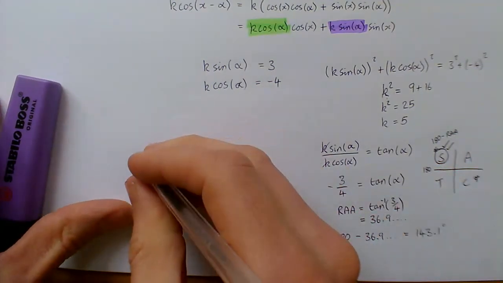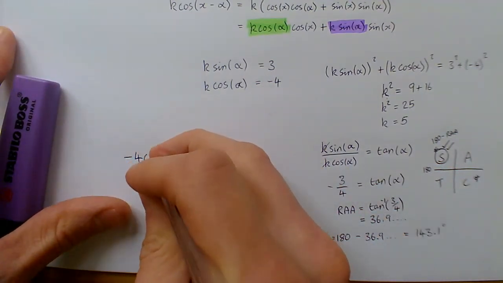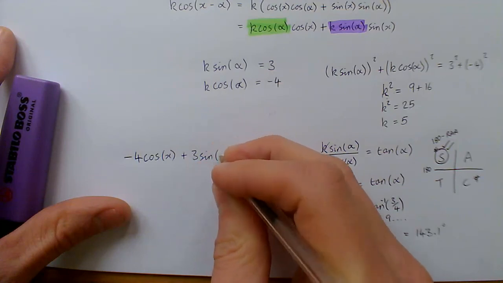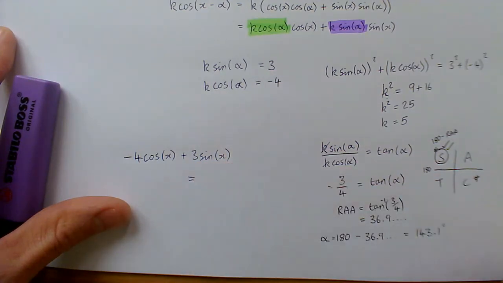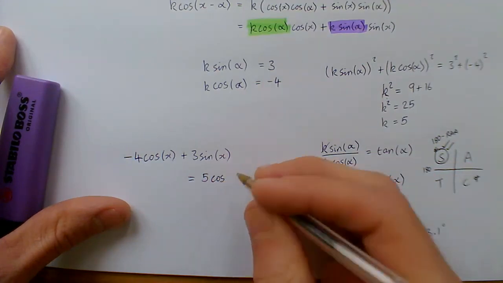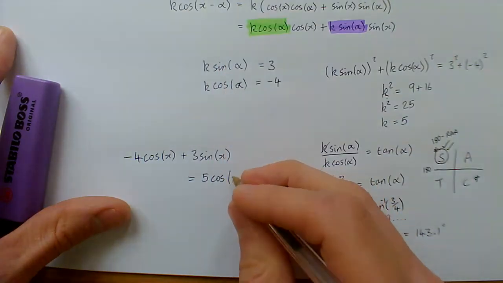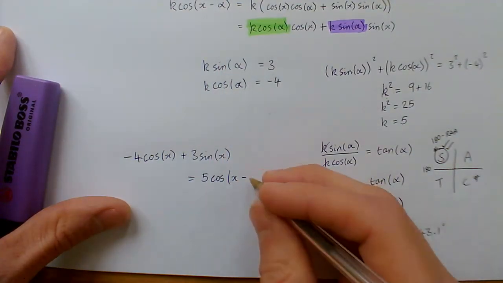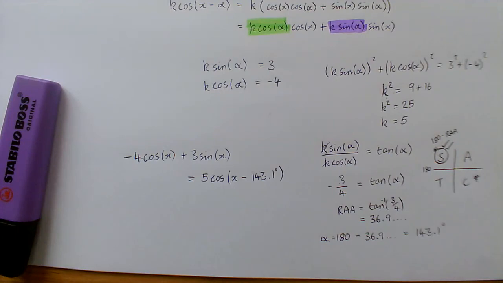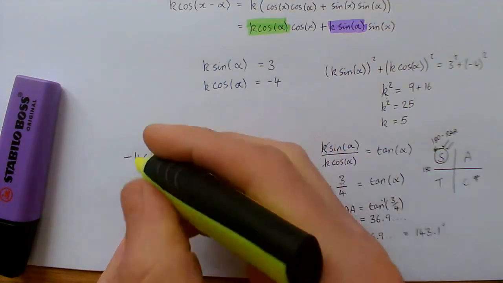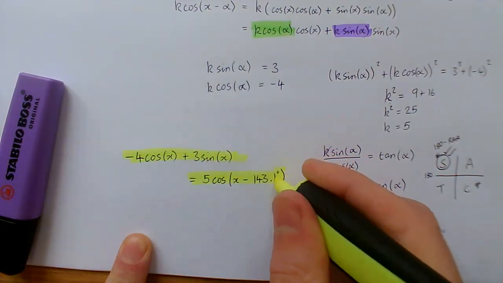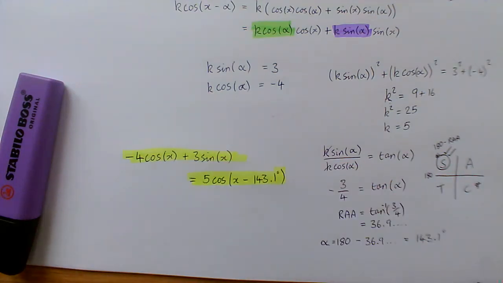So let's write our final answer. We have that minus 4 cos x plus 3 sin x is equal to, well, our k, 5 cos, and I'm just looking at this form up here, of x take away whatever we find alpha to be, which is 143.1 degrees. And there we are. That is our finished answer. We have actually managed to compare the two, figure out our k and our alpha, and write ourselves a nice simpler version.